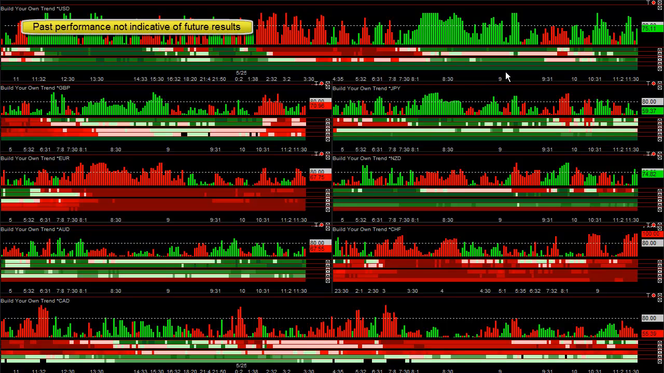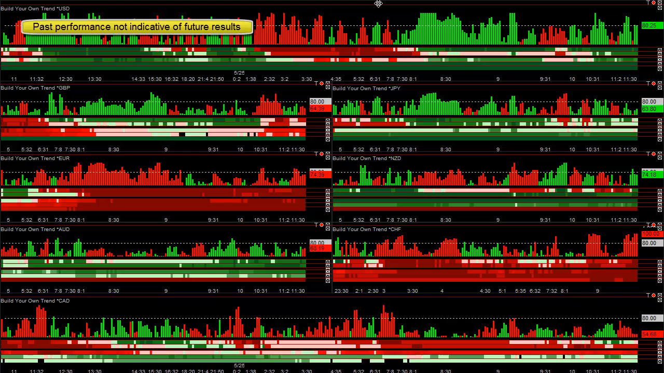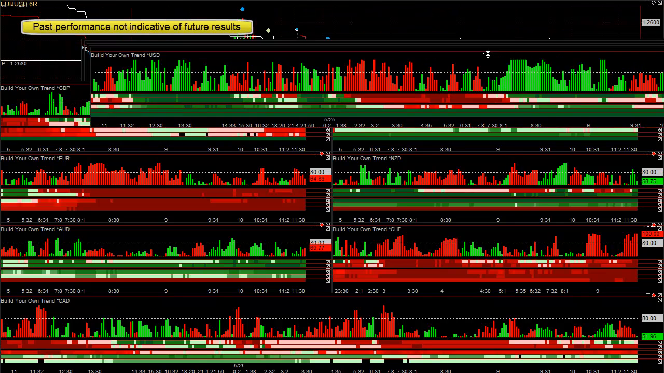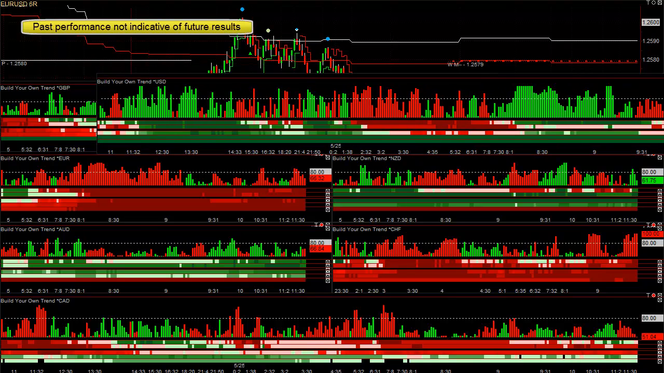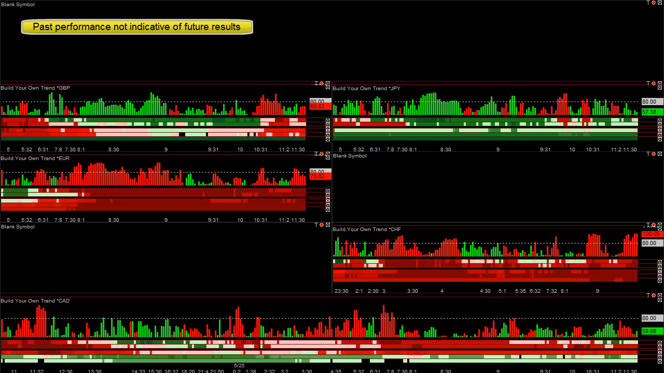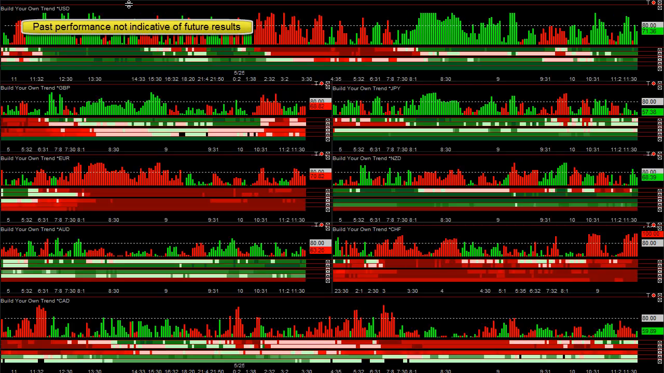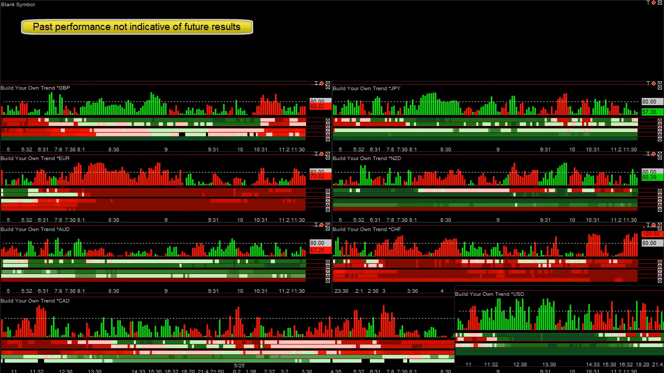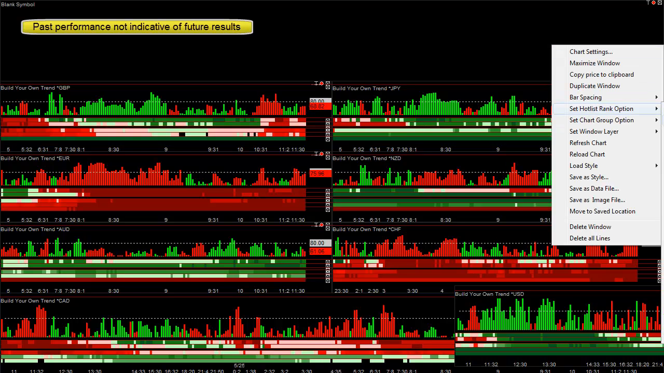The first improvement is we have the currency meter, which we've always had, that allows you to put them over top of blank charts. Let me get rid of this. Underneath each chart is a placeholder chart, which you make a certain color, and right click on it, set hot list rank option 1. So this will put the symbol in a quote sheet or hot list that's first on there into this position, and then set chart hot list chart group option to A.